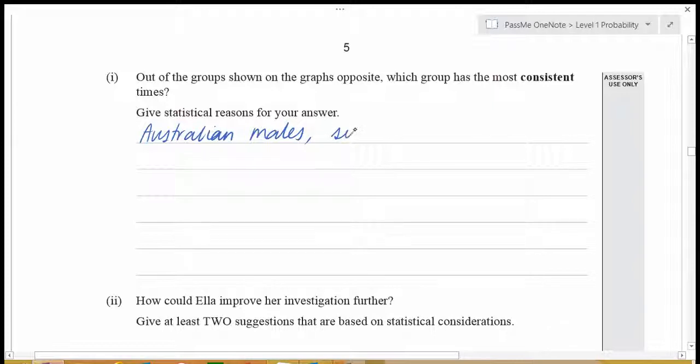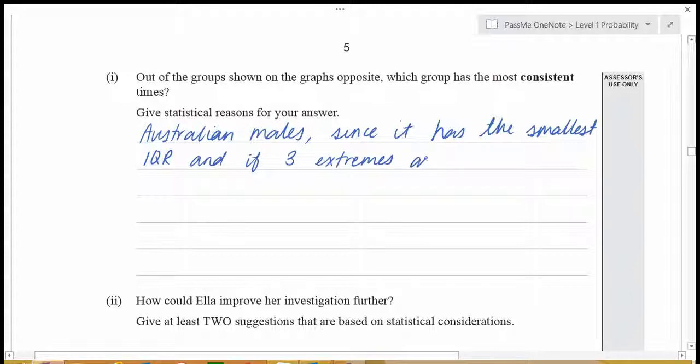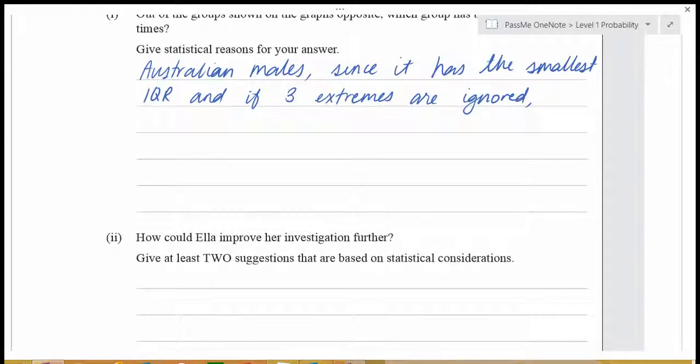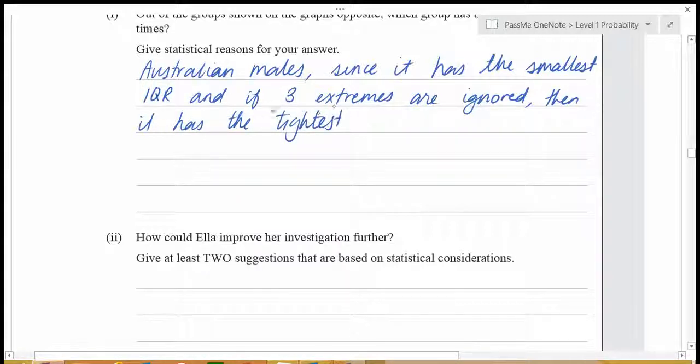So we'll say since it has the smallest IQR, interquartile range, and if 3 extreme values are ignored, and we have to be very careful about ignored, but for here we're just saying if we just don't consider them for our distribution, what does that distribution look like? It's very tight. So that's all I'm saying there. I'm not saying we're taking them out completely. So if 3 extreme values are ignored, then it has the tightest, and we'll put that in inverted commas, tightest sample distribution.